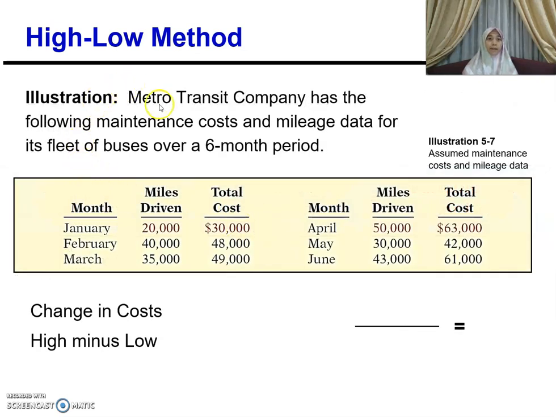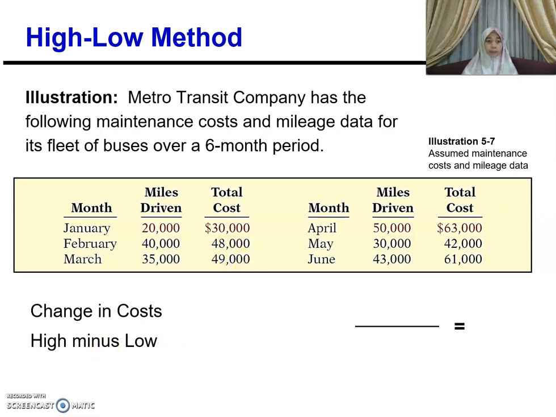For example, Metro Transit Company has the following maintenance costs and mileage data for its fleet of buses over a 6-month period. Okay, so you are being given this information. So let's say you have all these 6 months, from January, February, March, April, May, June. And then this is the miles driven given to you. So you have 20,000 miles, 40,000 miles, 35,000 miles, and you are being given the total cost that you have incurred. So what you need to do is that you find the high and the low.